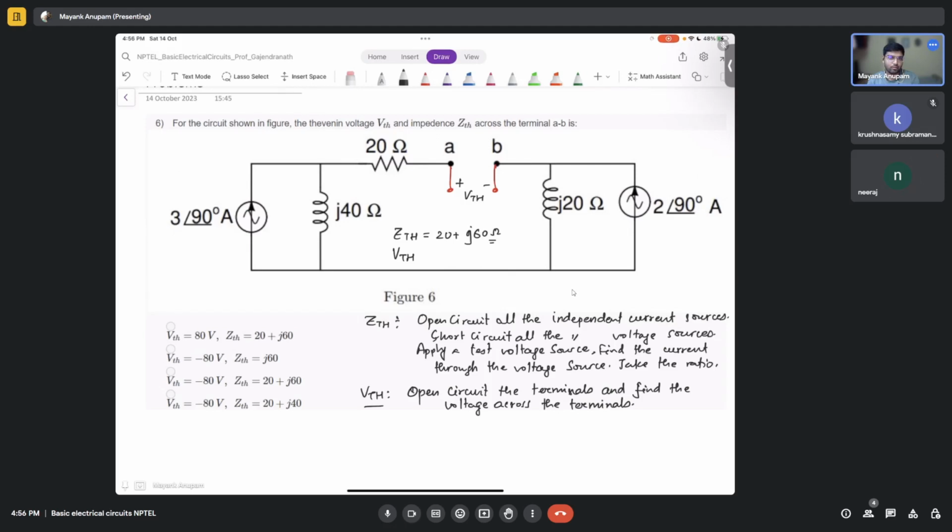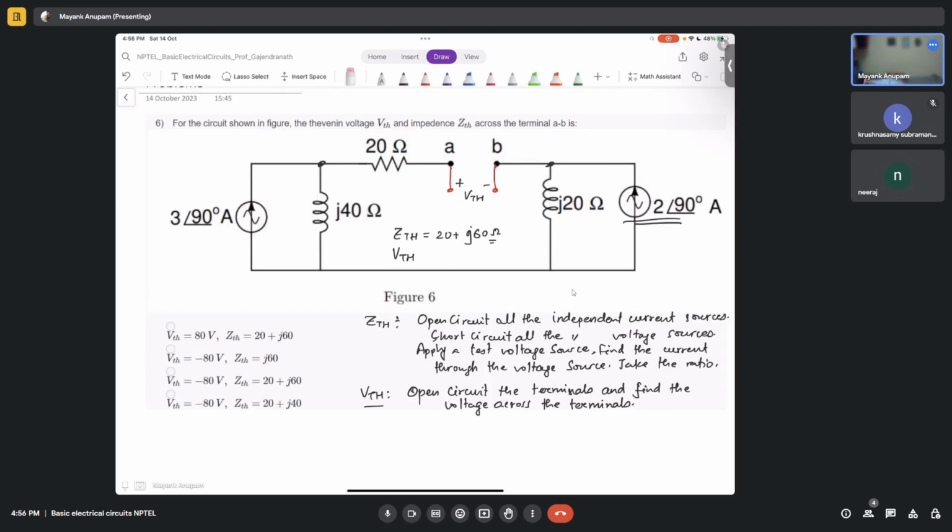But that is not required here, simply because since this is open circuited here, there can be no current flowing in this branch. So the current that is flowing here will simply circulate here. So you can simply find out the voltage at this point due to this current source, and at this point due to this current source here, and then simply take the difference, right? So what is the voltage at this point?